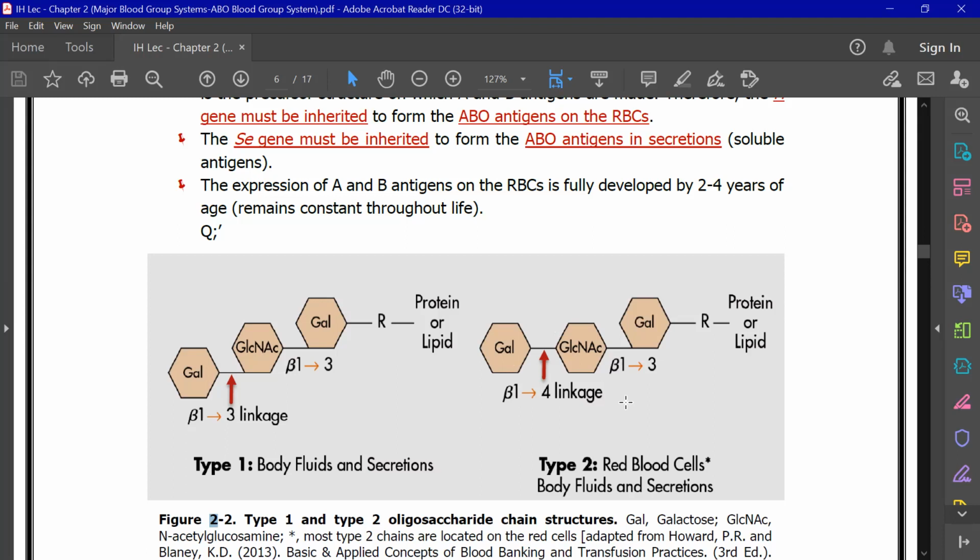Guys, tandaan nyo to kasi isa to sa mga basic concepts during the board exam review. Okay, type 1, we have here beta 1,3 linkage. Type 2, we have beta 1,4 linkage. When we say type 1, this is responsible for the formation of your soluble ABO antigens. When we say type 2, this is the precursor substance responsible for the formation of your ABO red cell antigens. Kuha? Guys, naintindihan nyo yung difference between your type 1 and your type 2 precursor chain? Yes po. Okay.